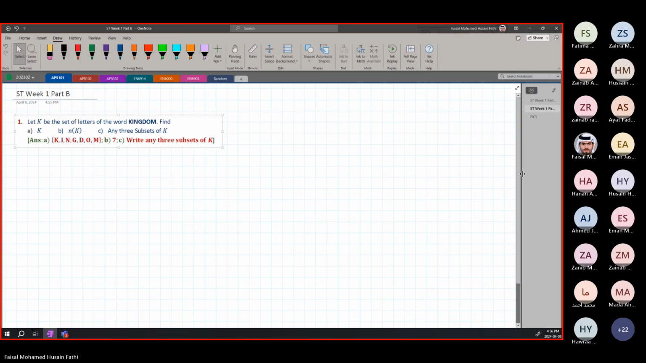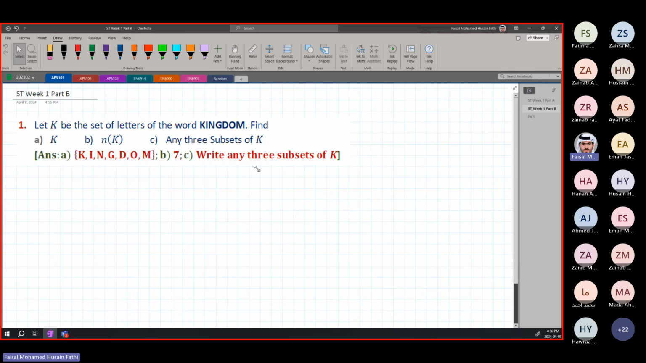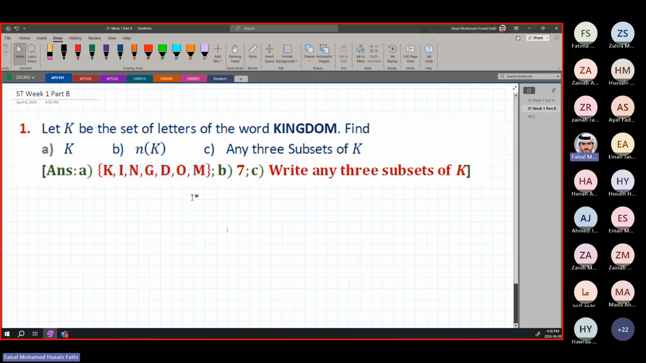Now, so we have the word kingdom. Let K be the set of the letters of the word kingdom. Find K. What does K mean? First, K, before even solving, is what? It's the set of the word kingdom.